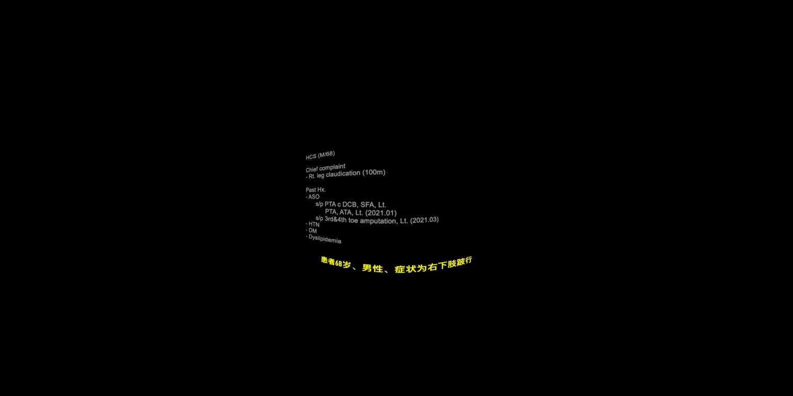A 68-year-old man presented with claudication in the right leg. He underwent endovascular treatment of a left SFA due to toe gangrene 1.5 years ago. He has diabetes mellitus, hypertension, and dyslipidemia. He was an ex-smoker with a six pack-year history.